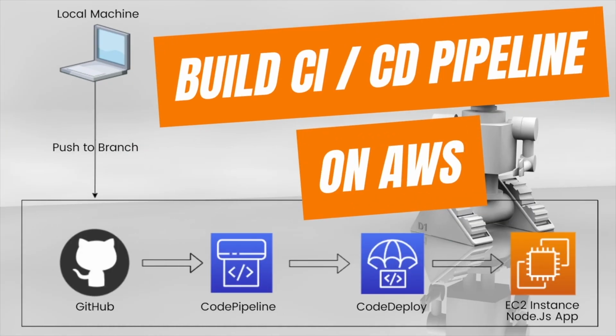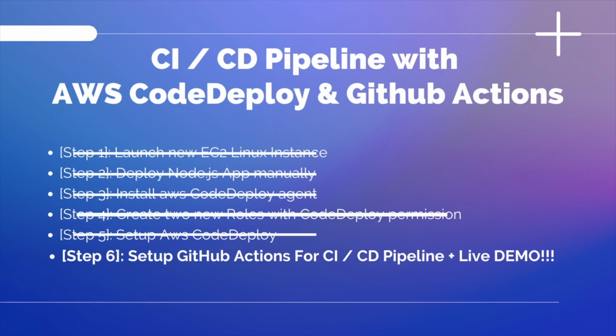If you already watched my recent YouTube video about how to build a CI/CD pipeline on AWS, you can skip steps 1 to 5 and just go ahead to step number 6, because it's pretty much the same. The only change is that here we're gonna run it with GitHub Actions.